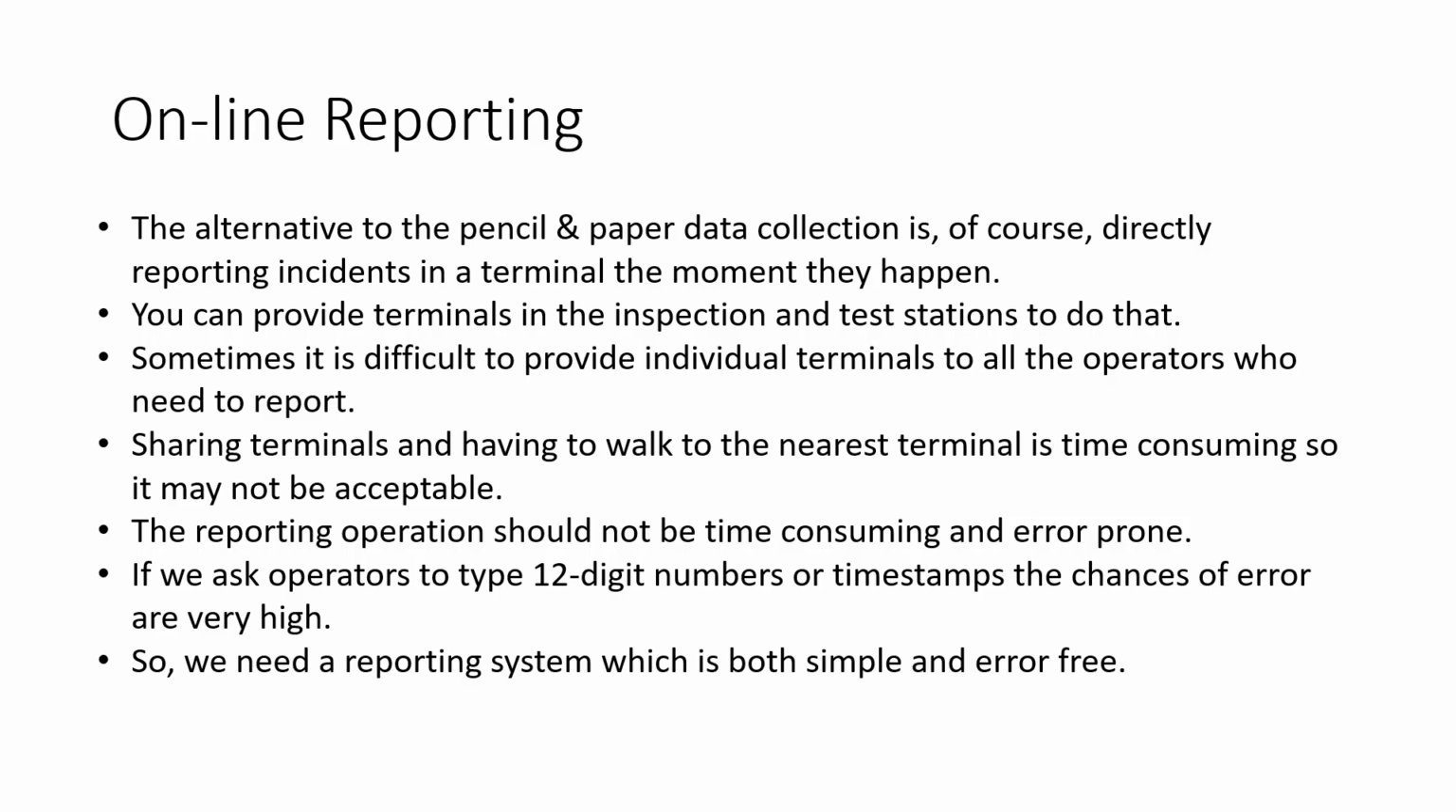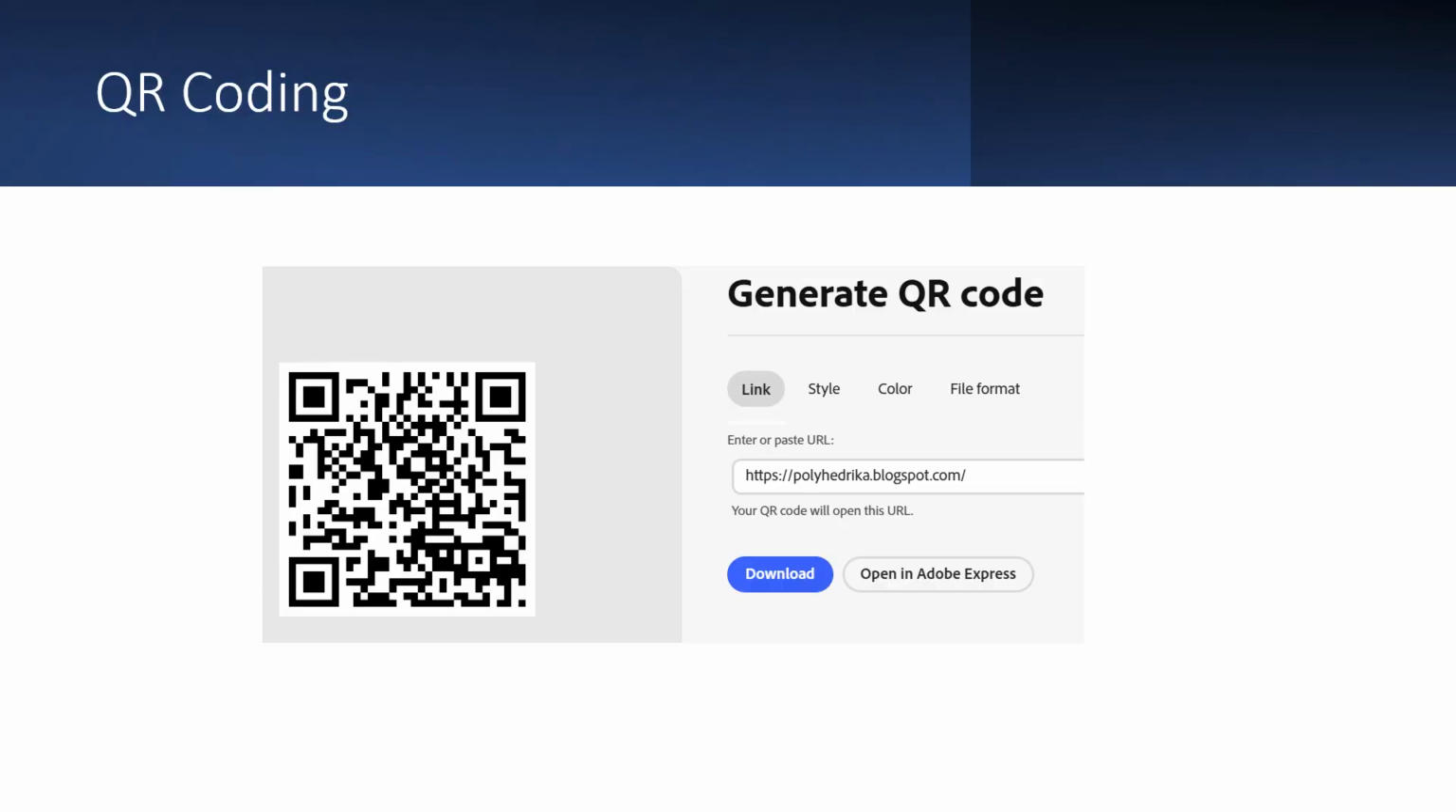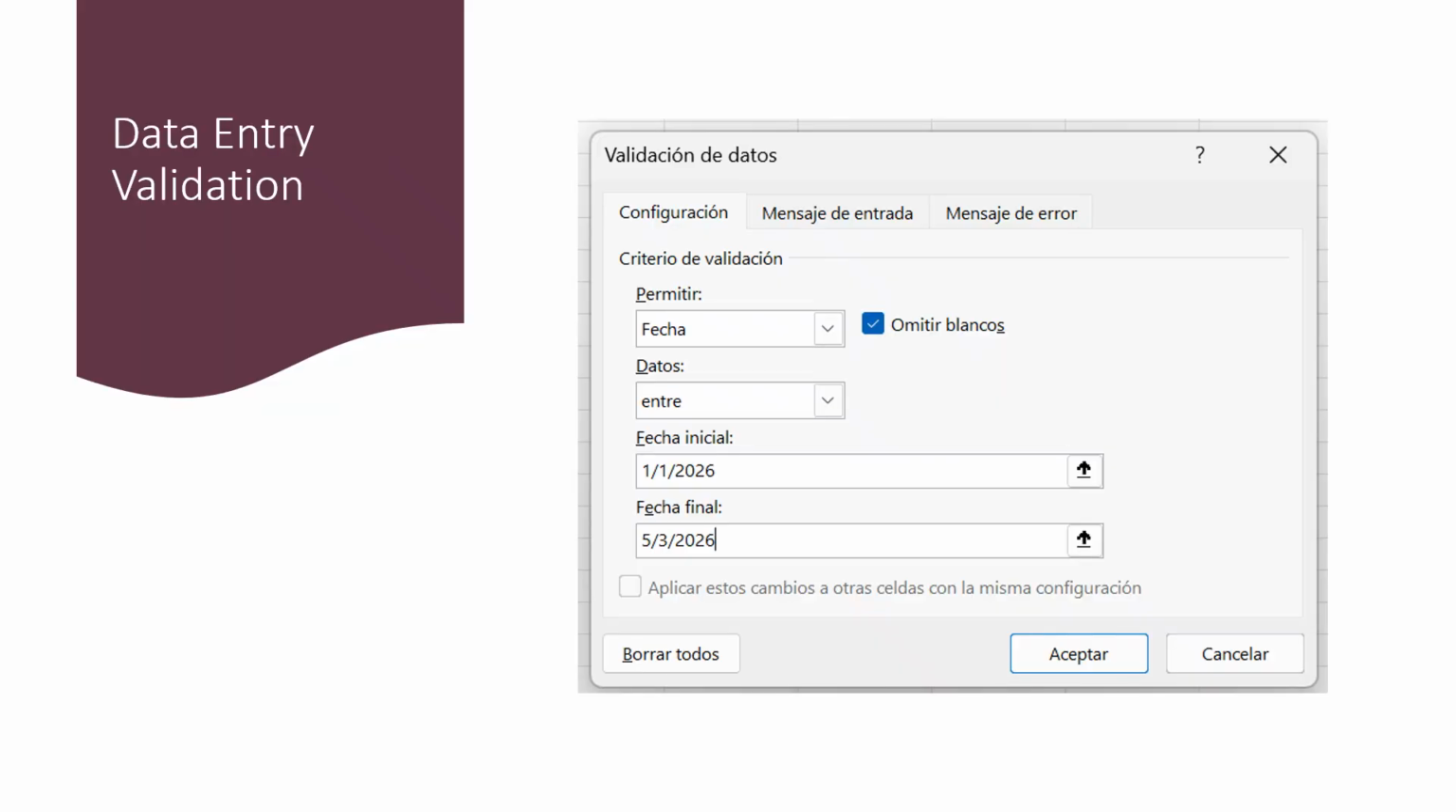The reporting operation should not be time-consuming and error-prone. If we ask operators to type 12-digit numbers or timestamps, the chances of error are very high. So, we need a reporting system which is both simple and error-free. Large number typing can be replaced by a QR code, which can easily be read with a smartphone, to enter it into the system. We can use the data validation alternatives provided by Excel. In this way, reporting errors may be detected the moment they are entered and corrected on the spot.